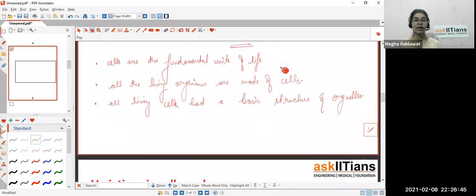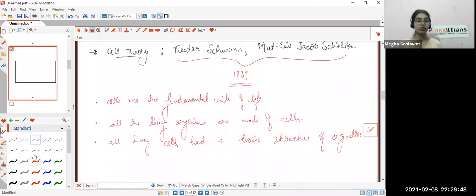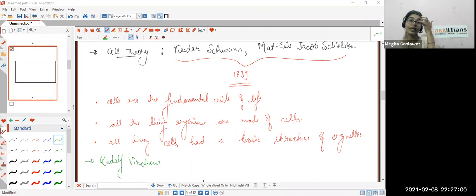Apart from that, as I told you, there was another scientist, Rudolf Virchow. Why did Rudolf Virchow come? As you read this theory, what you don't get from it is the answer to your curiosity about where the cells came from exactly. We know what they're made up of, we know they make all the living organisms, and we do realize that cells are the fundamental unit of life.